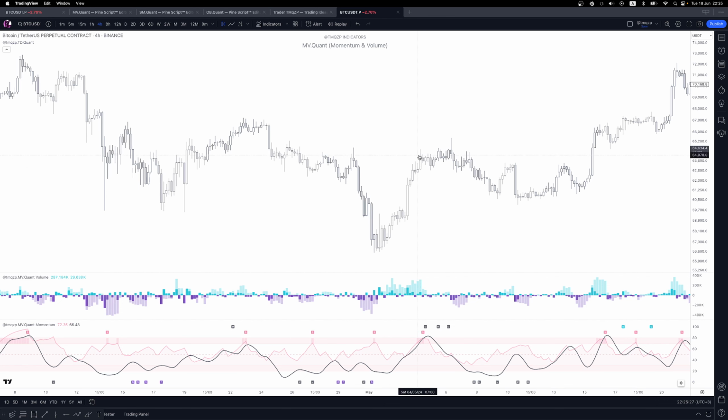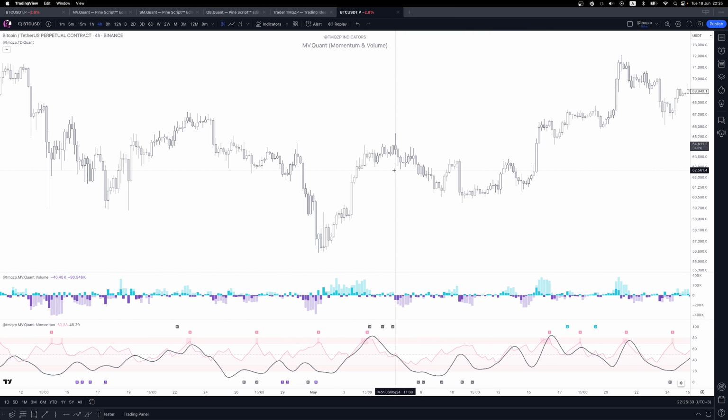So it's telling you that the bulls have kind of lost their momentum, and now the bears are trying to take over, which doesn't necessarily mean that the bears are going to win. It just means that the market is going to behave differently from that point onwards.